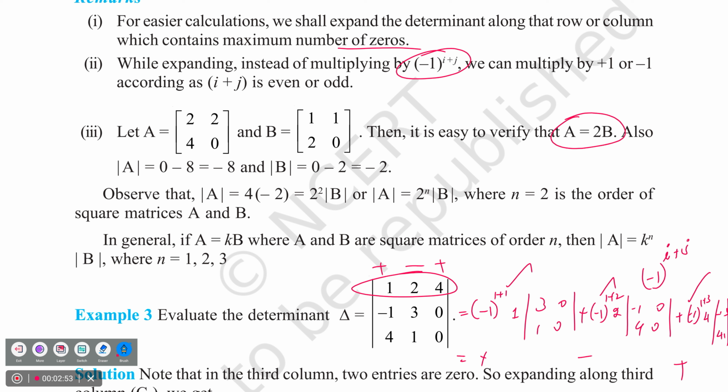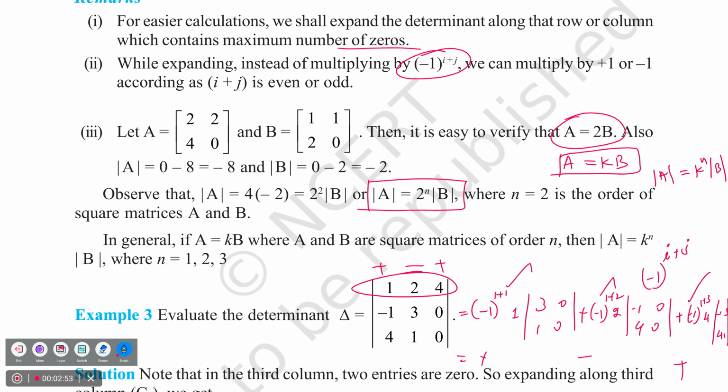Suppose A is equal to 2 times B. What is the order you have to apply when you take the determinant? When you take the determinant, the order is applied in the power. Which means A is equal to K into B for order n. When you take the determinant, what will you get? K power n determinant B. For this you have to use point number 3.